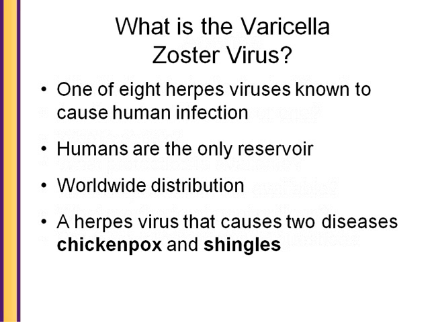You see the title, what is the varicella-zoster virus? Well, it is one of the herpes virus group, and it is known to cause only human infection. So I'm sure people have heard about bird flu, where there's a virus that crosses over between birds and people, and also between swine and people. So we have the swine flu. This is a virus that only exists in people. It is of worldwide distribution, so it's not limited to any one of the continents. It's found everywhere. And the virus, the single virus, the VZV virus, causes two diseases, chickenpox and shingles.